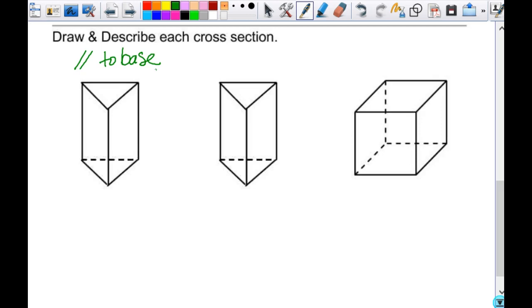You're going to slice through. Your knife is going to go through parallel to the base. So I want to know, what would the cross section look like?